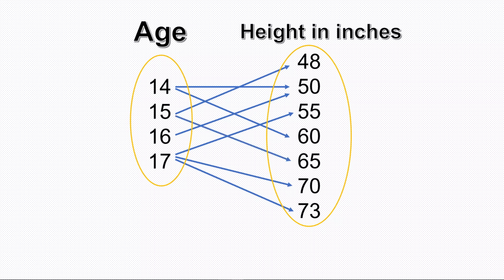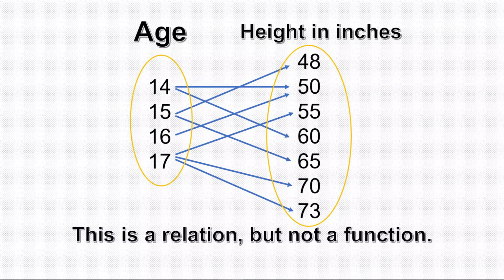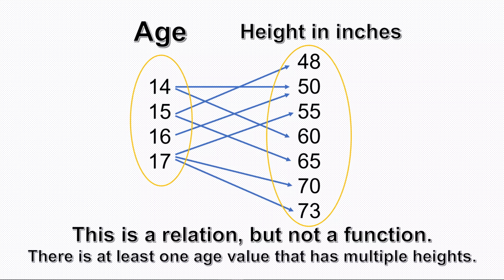Notice there are 2 arrows coming from the age 14 value, 2 arrows from age 15, and 3 arrows from age 17. Only 1 arrow is coming from the age 16 value. This is an example of a relation, but not of a function. There is at least one age value that has multiple heights, and this fact causes this relation between age and height to not be a function.